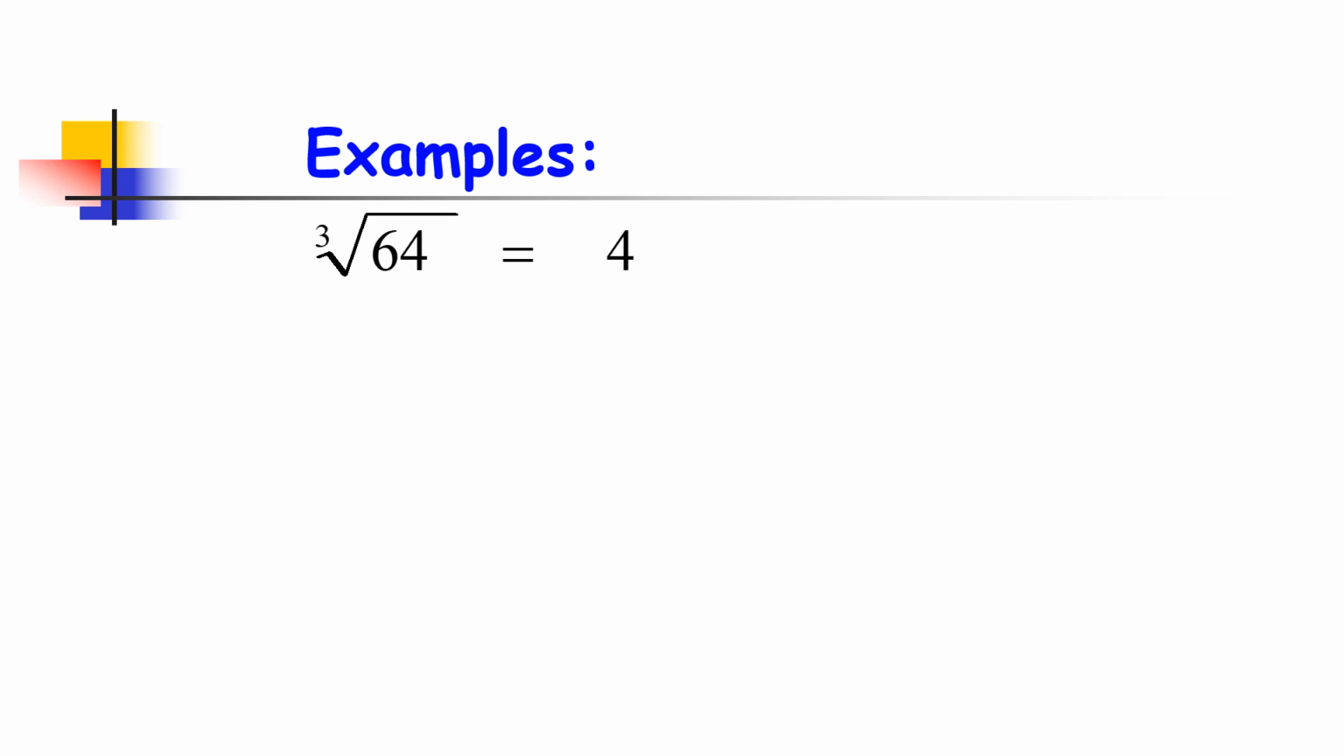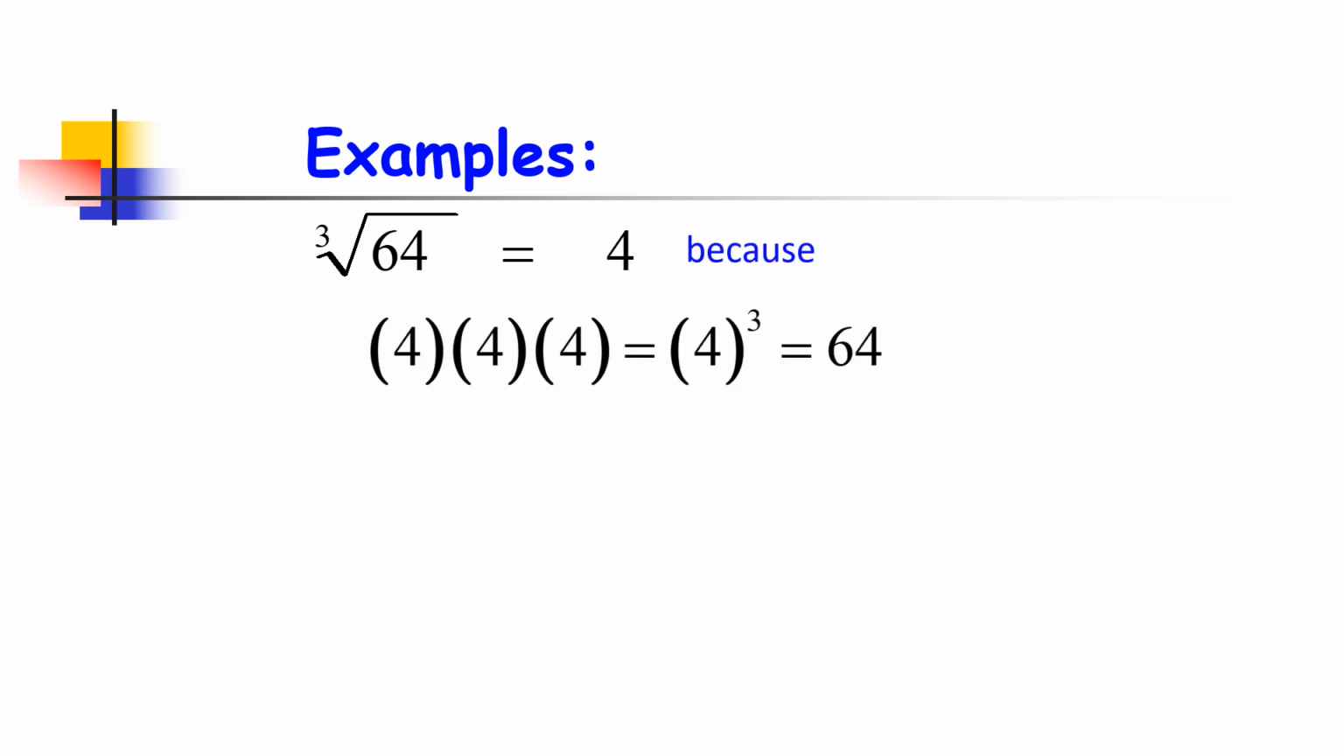So let us have the cube root of 64. It is equal to 4 because 4 times 4 times 4, which is equal to 4 to the third, is equal to 64. So if we are going to extract the cube root of a number, it is the reverse of cubing a number.